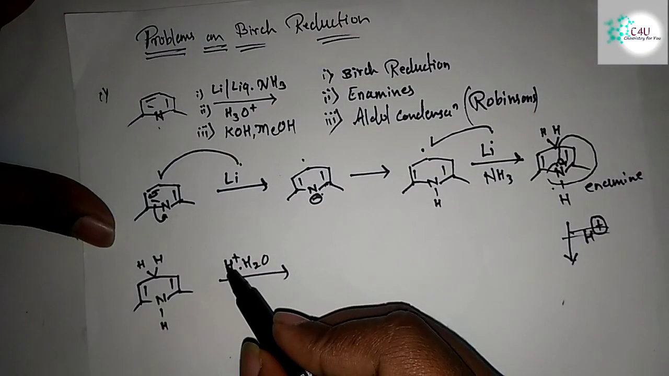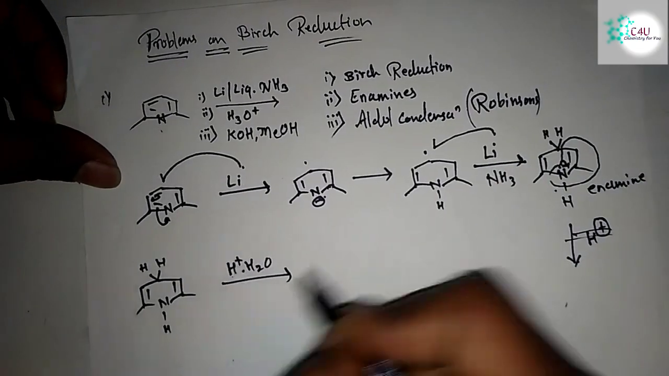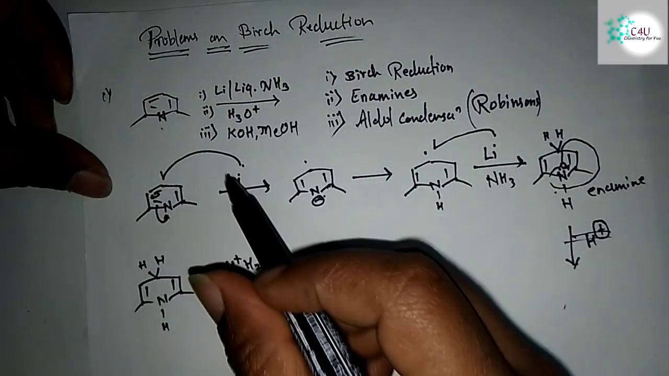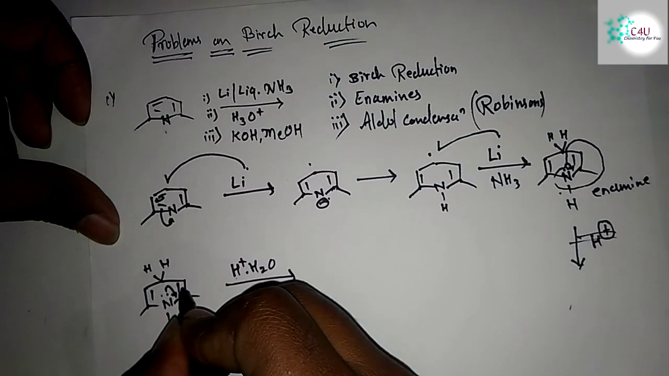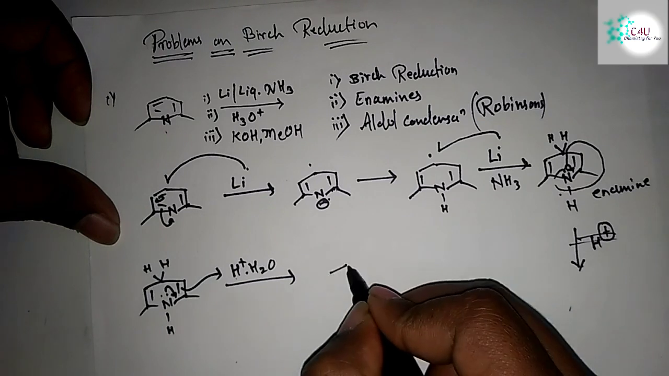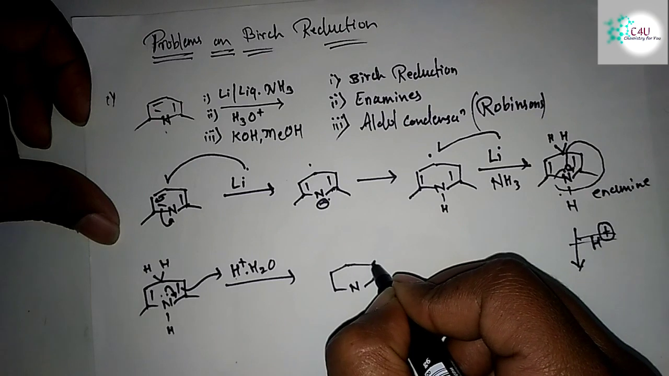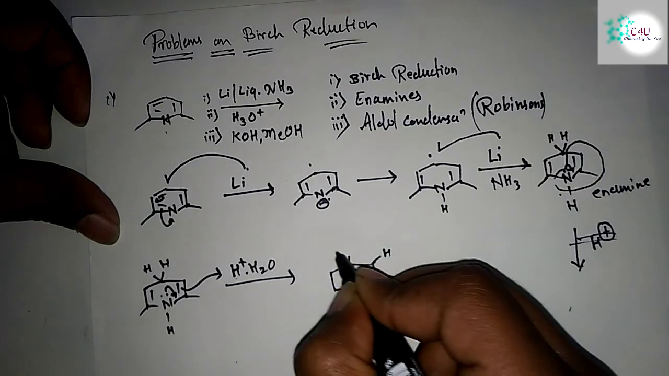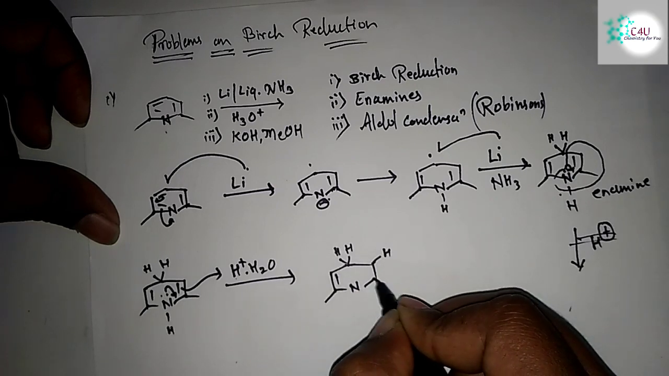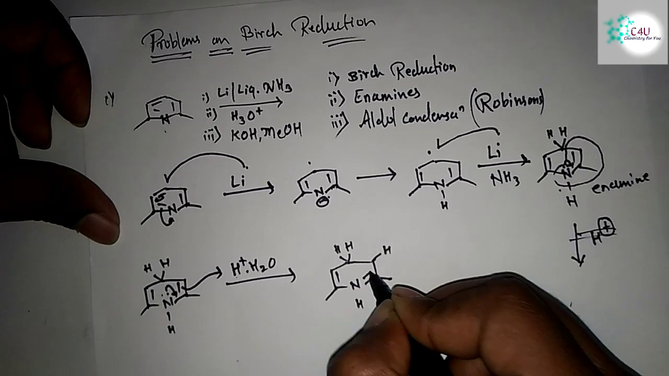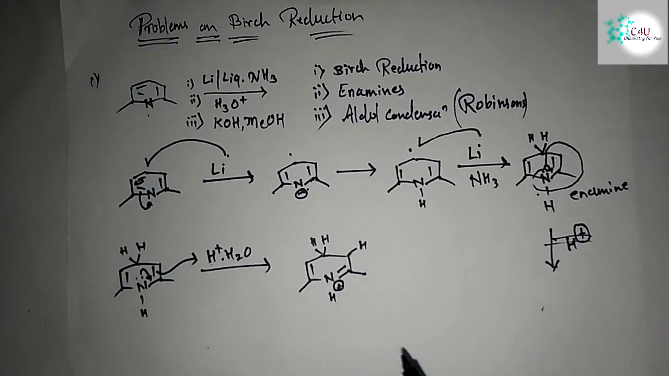Always remember, protons never appear as H+. They always come in the form of H3O+ only. Hence it is written like this. So this enamine gets protonated, and here is something. The new proton comes here. Previous hydrogens, double bond, methyl, methyl, hydrogen, and the newly formed double bond with positive charge on the nitrogen.